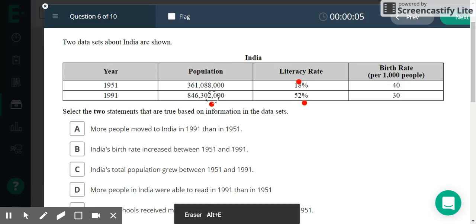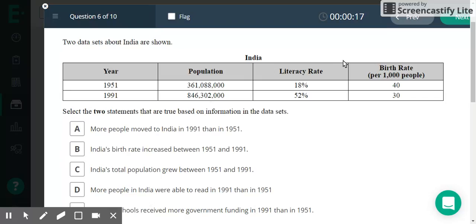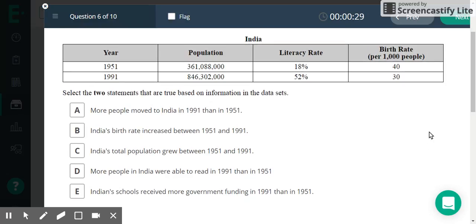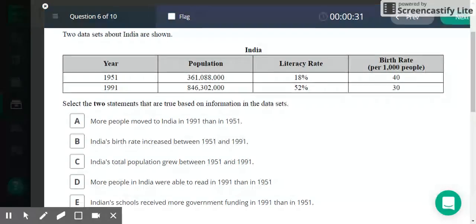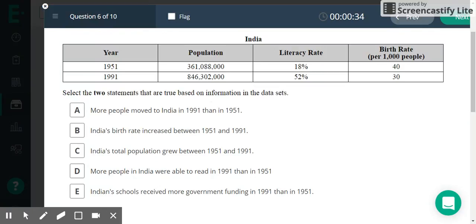All right, for this one, looking at India. Now the hardest part about this one is just being able to know what this word literacy is. And literacy means the ability to read and write. And so if you didn't know that, which probably a good number of people didn't know what that meant, that will make it difficult to answer this question. But now that you know the literacy rate means the ability to read and write, hopefully you should be able to answer this question a little easier.